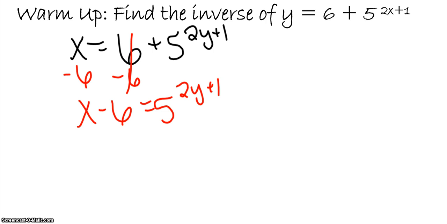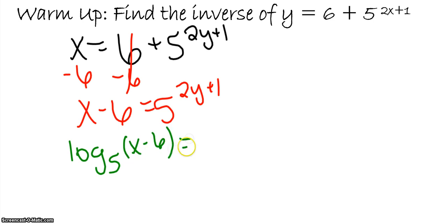Alright, now as we know, since our exponential is by itself, to undo an exponential or find its inverse, we have to do the log. So we have log base 5 of x minus 6, make sure you use parentheses, equals 2y plus 1. Okay, if it was only a y, we would be done, but it's not. So now we have to solve for y. The first thing we're going to do is subtract 1 from both sides.